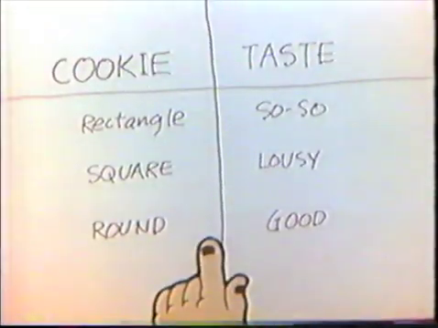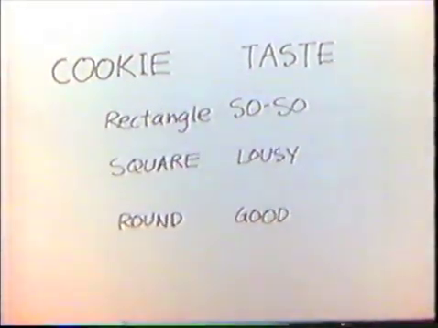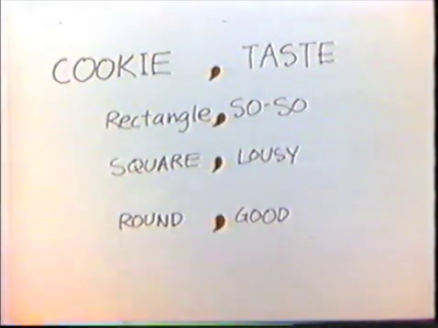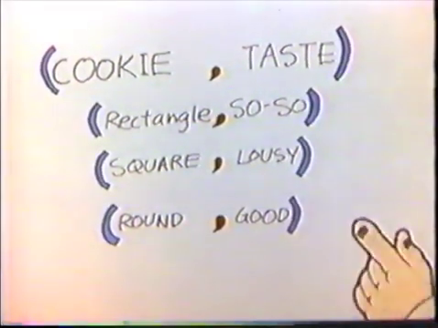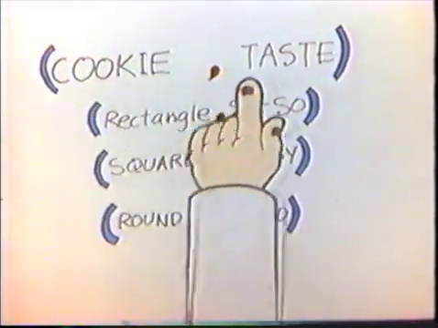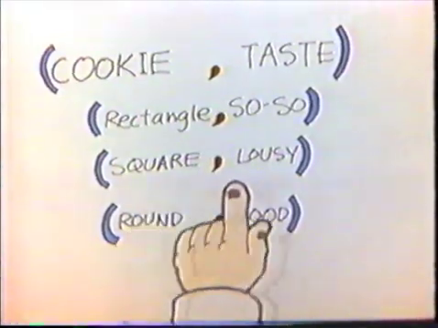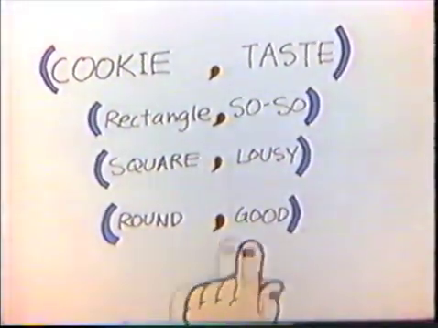Remember the crazy kid with the cookies? Squeeze, comma, parentheses. More ordered pairs. Notice the order. See how each cookie corresponds to a taste. Cookie, taste. Cookie, taste. Cookie, taste.